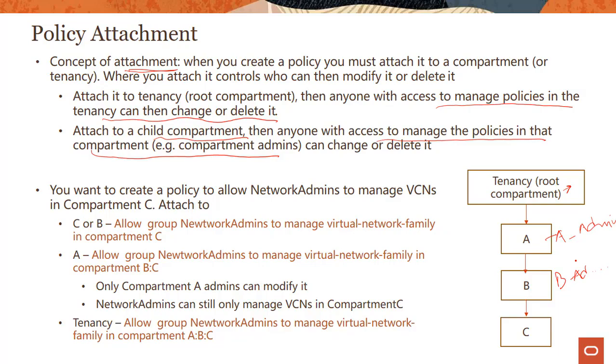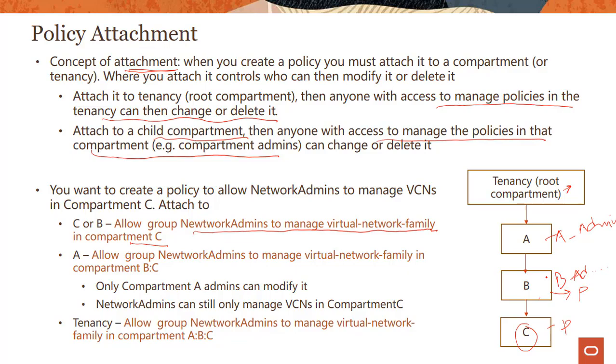Now let's look at an example. Let's say you want to create a policy to allow network admins to manage networks in compartment C. You could attach the policy here in C, and you could write a policy like this: allow group network admins to manage virtual network family in compartment C. You could also write it in B, and because of inheritance, the policy will apply to VCNs in compartment C.